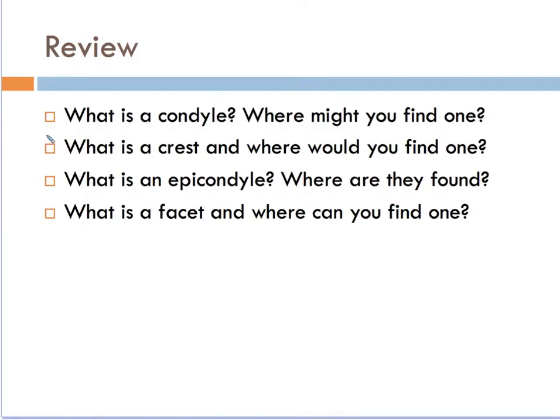So really quick, what is a condyle? Where would you find one? What's a crest? Where would you find one? What's an epicondyle? Where would you find one? And what is a facet? And where would you find one? So pause this, answer those, and then hit play.